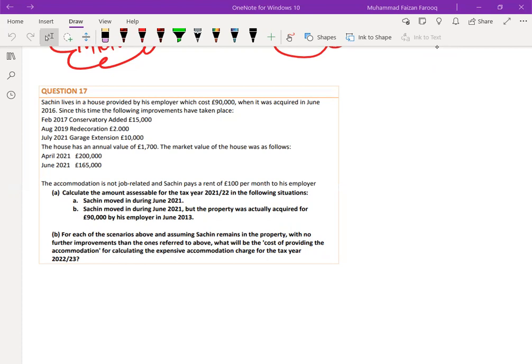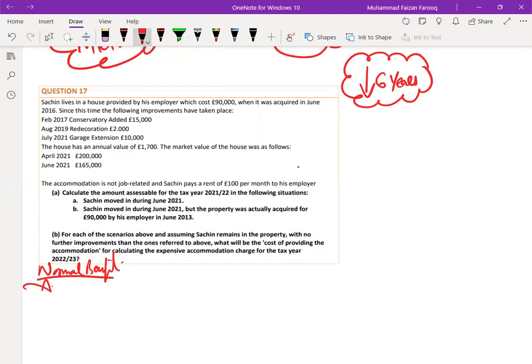How many years? Five years. Less than 6 years, right? Yes. Okay, now just very carefully, we are going to calculate normal benefit, which is easy: annual value and actual rent. We are going to take the higher of, right? Yes.